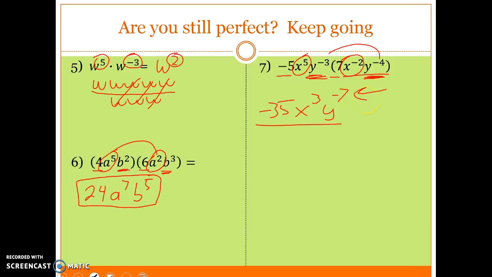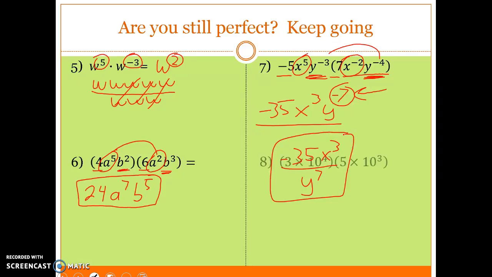But this is not the way that I want to leave my answer because this is a negative exponent. So the negative 35 is okay, and that's going to stay negative 35 x to the 3rd. But if I want this exponent here to be a positive exponent, I'm going to have to move it down to the bottom. My final answer is going to look like this. Negative 35x to the 3rd times y to the 7th.